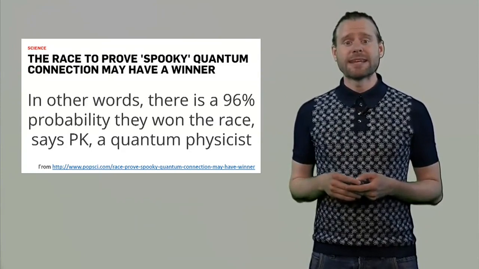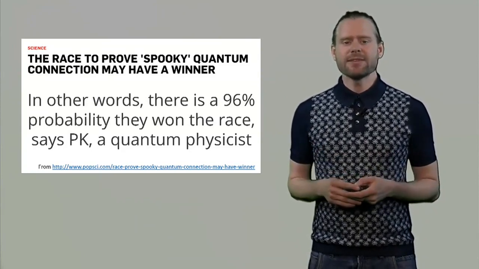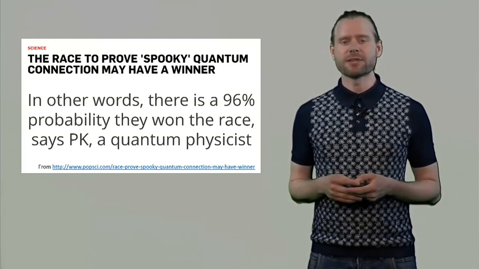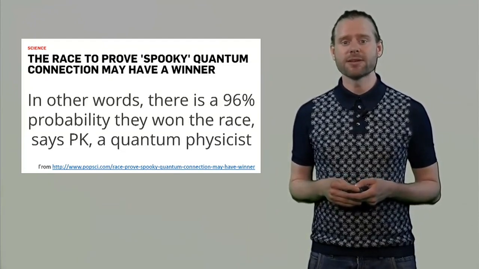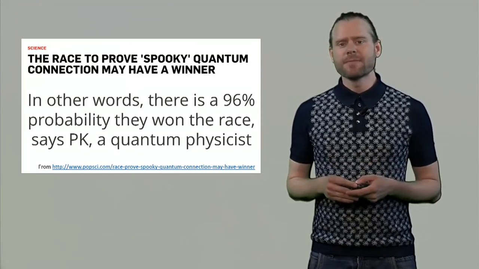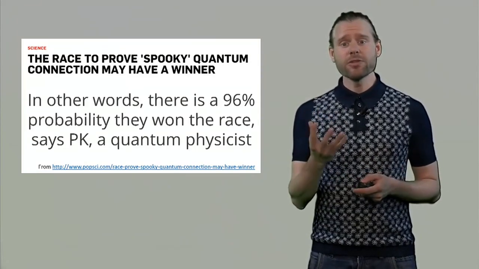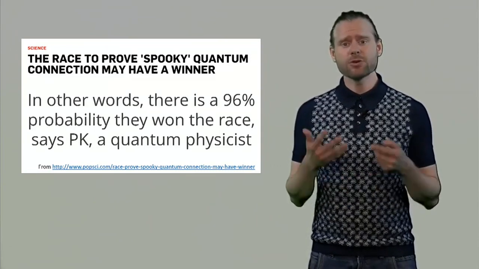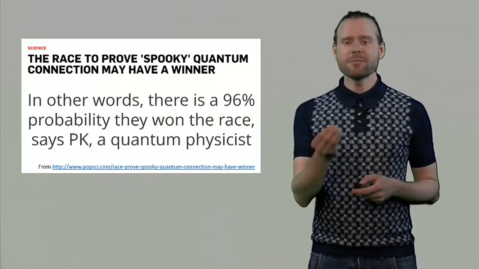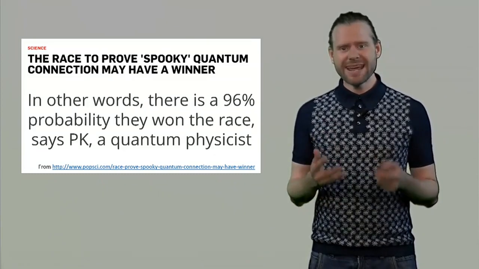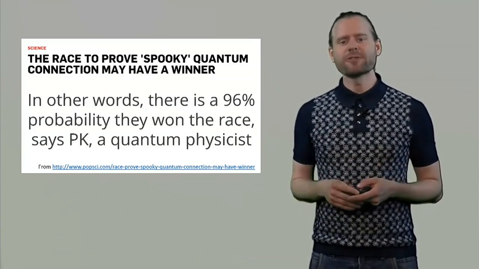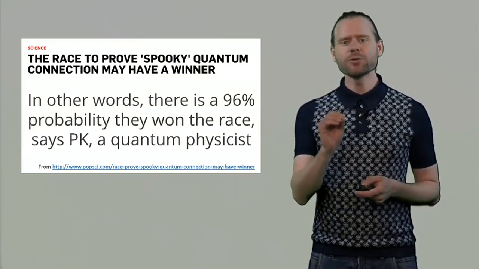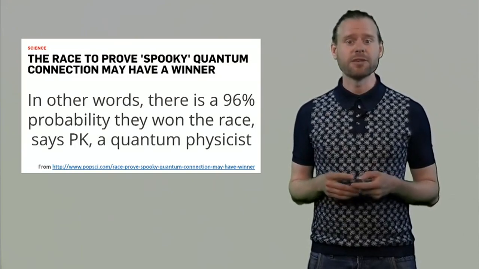Now, some physicist is interviewed about this finding, and this physicist concludes, "In other words, there is a 96% probability they won the race." So this person is making a mistake here, because with "won the race," this person means there's a 96% probability that the theory is correct. But this is a statement about a theory. It's not a statement about the data that you have observed. So it's comforting, maybe, that a quantum physicist, which sounds like you're supposed to be really smart, also makes this misinterpretation of what a p-value means.